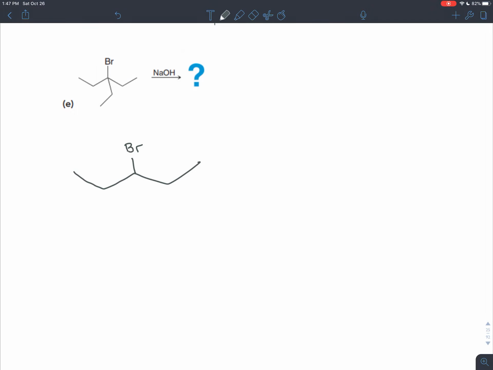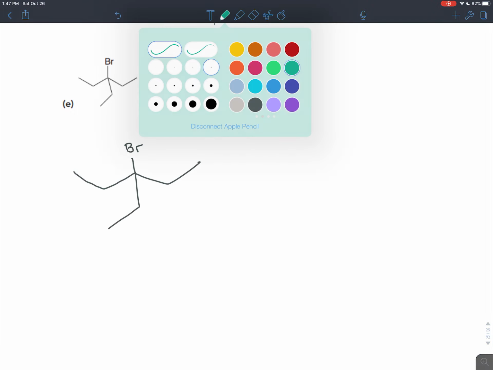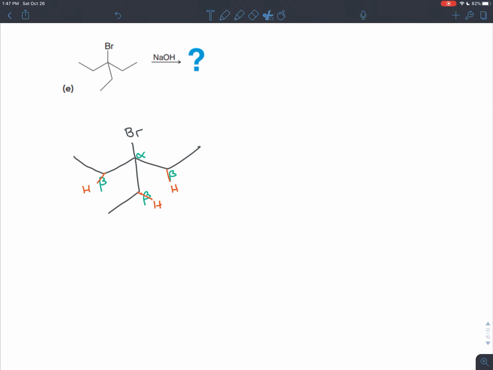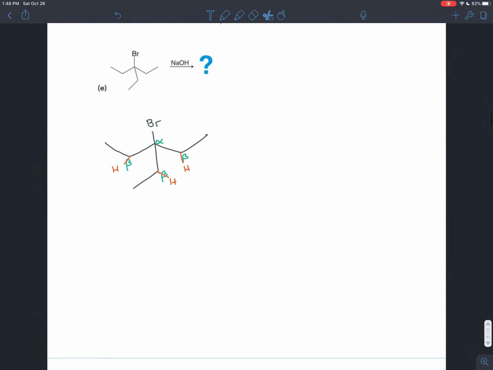So the carbon that is bonded to the leaving group is the alpha carbon. Each of the carbons next door to that are beta carbons. But notice the symmetry in the molecule. Each of the beta carbons have beta hydrogens on them. They have 2. I'm just going to draw 1. But if you draw the mechanism out, you'll see that those 3 beta hydrogens actually only give you 1 product. No matter which beta hydrogen the base steals, you only end up getting 1 product.